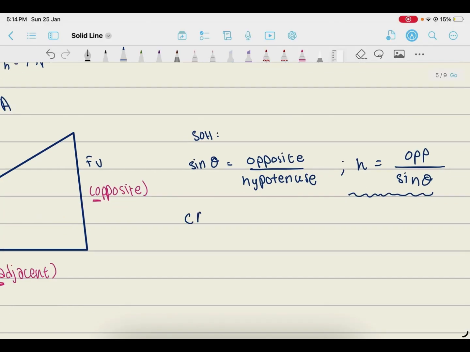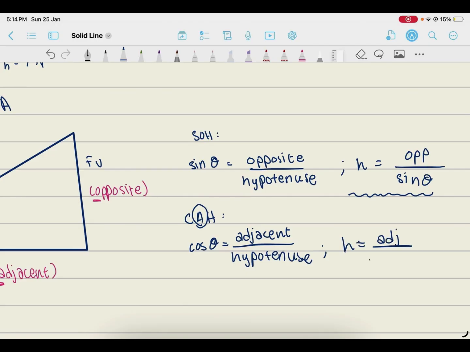Next we have CAH. So this is cos. Cos theta is equal to adjacent over hypotenuse. So H equals adjacent over cos theta. These cos and sine values are in your calculator, so you just use those, okay?